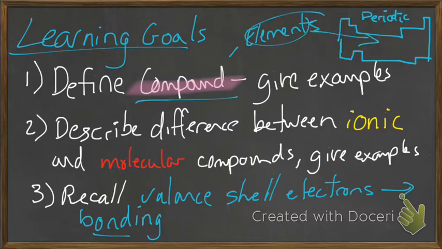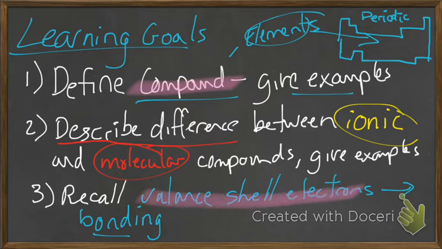Compounds are different, but very similar at the same time. We're also going to give examples of common compounds, things that we have around the house maybe, things that we should know about. We're also going to describe the difference between two big ones, ionic and molecular. These are the two specific types of compounds. They are very different. They have very different properties, and they'll react differently in different situations. So it's very important that we can describe the difference between the two of them. And finally, we're going to recall valence shell electrons. Now, that's very important when it comes to bonding.